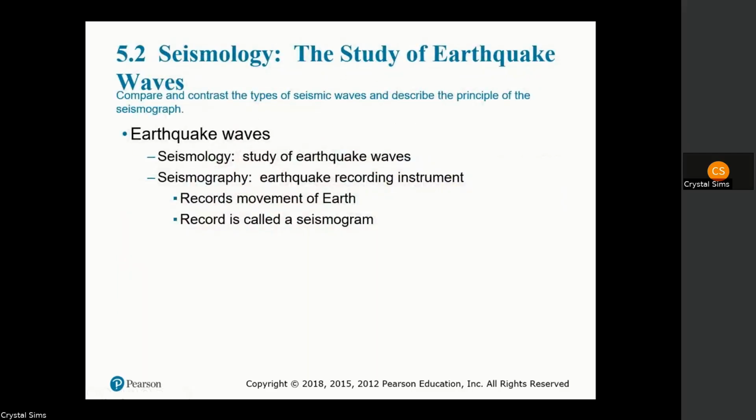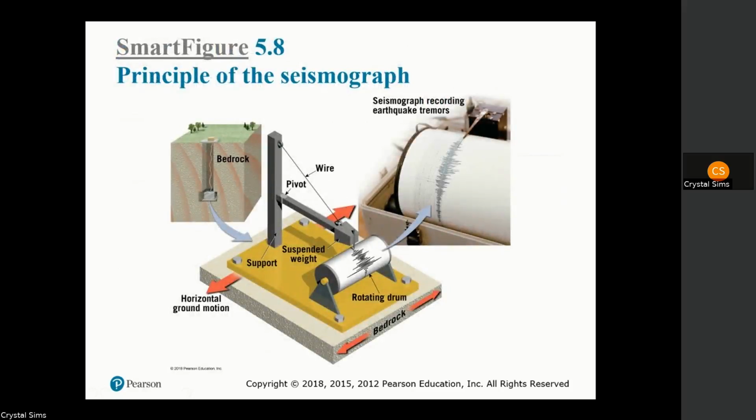Now, seismology is the study of earthquake waves. And it dates back almost 2,000 years ago to when there were attempts in China to determine from which direction the waves originated. So we use a seismograph or a seismometer to measure earthquakes.